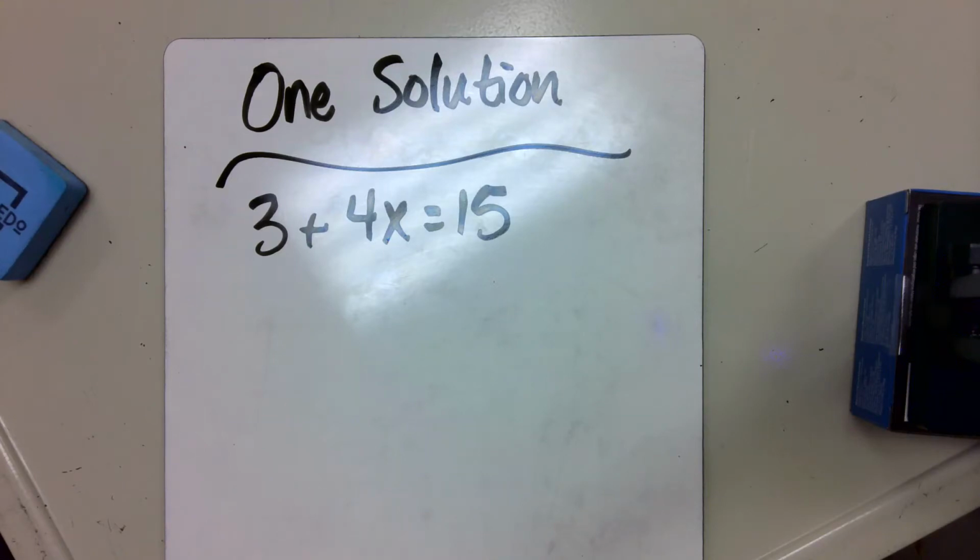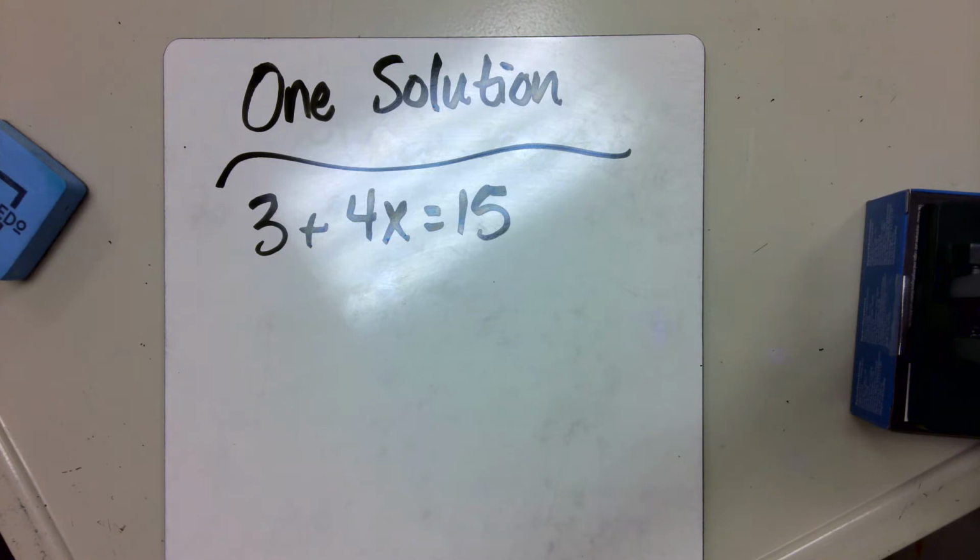Okay guys, here's a quick video for you to figure out the differences between one solution, no solution, and infinitely many solutions when solving an equation. This first example is going to be for one solution, so we're going to start right away in solving this equation. So the first step is to look for any distributive property.